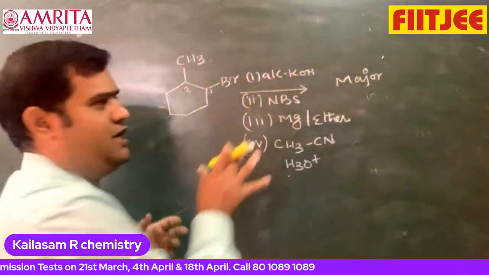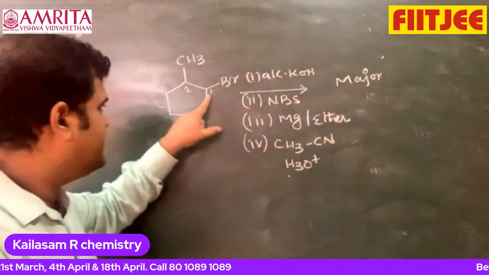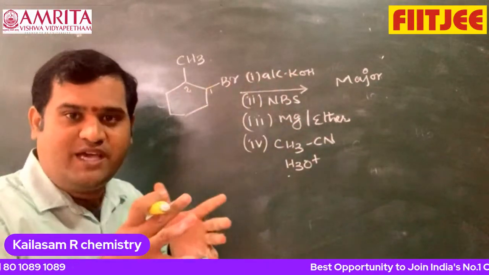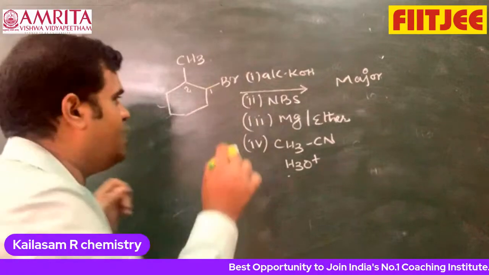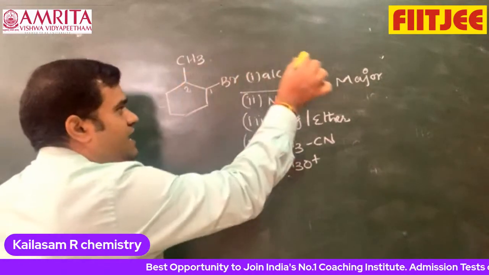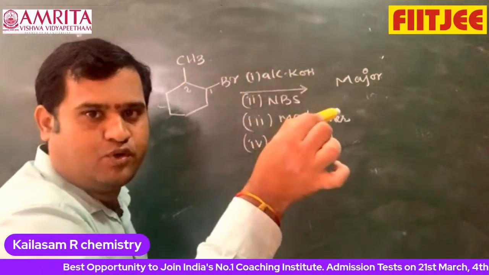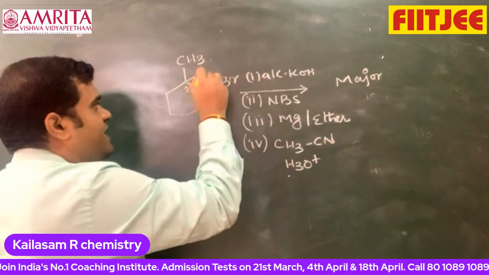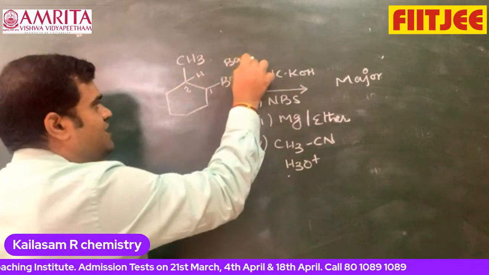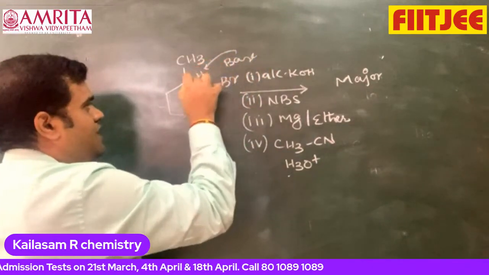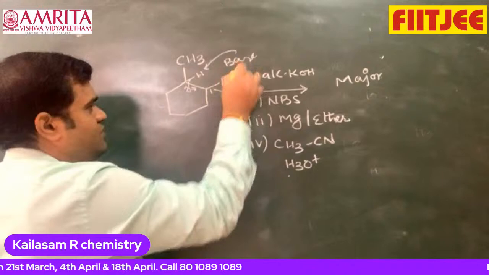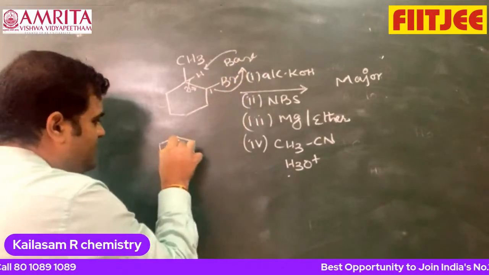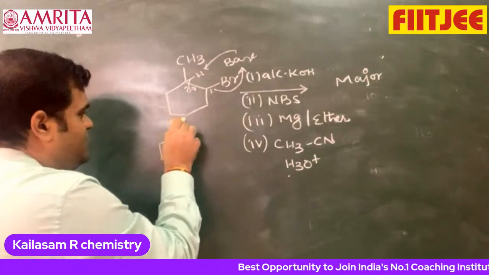See, what is alcoholic KOH? It's an elimination reaction because it's a secondary halide. Alcoholic KOH acts as a base and is going to abstract the proton. This is the beta proton. Alcoholic KOH always abstracts the proton from the carbon that is more hindered. So in the first step the base abstracts the proton, the halide leaves, and you get the alkene with CH3 here.